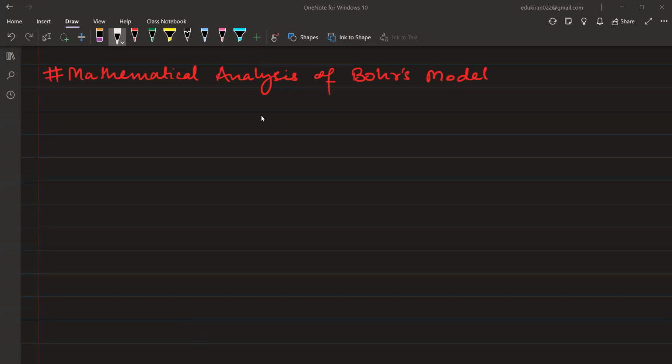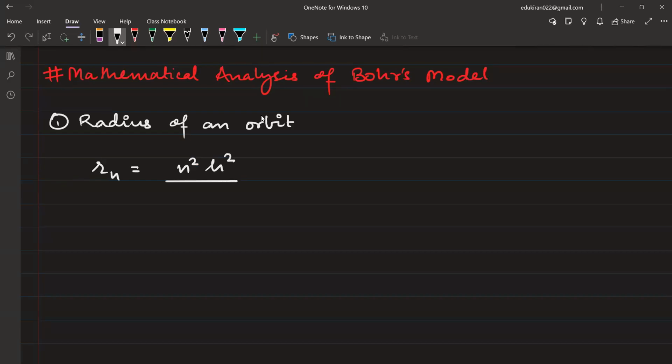Now, he first of all gave the radius of an orbit. Radius of nth orbit will be equal to n square h square divided by 4 pi square m into e square. What are these things? N is the orbit. This was only for hydrogen. Okay, this was for hydrogen.